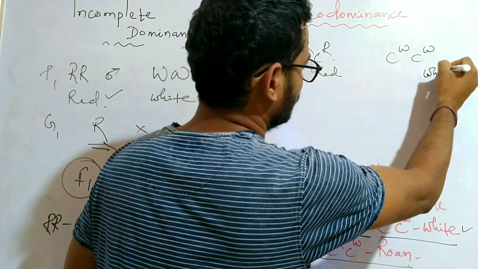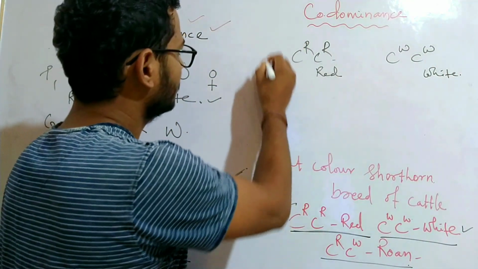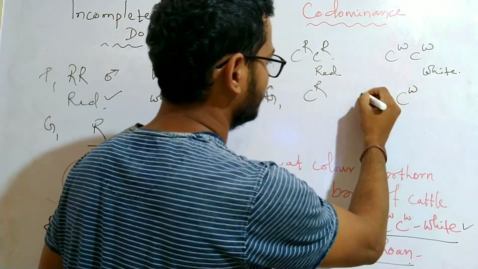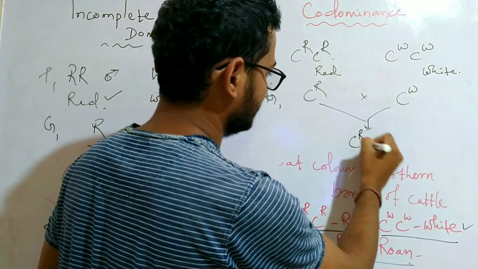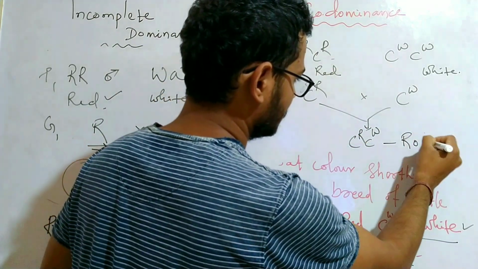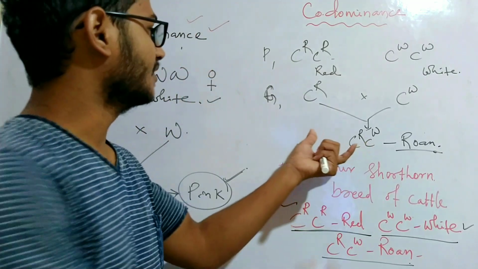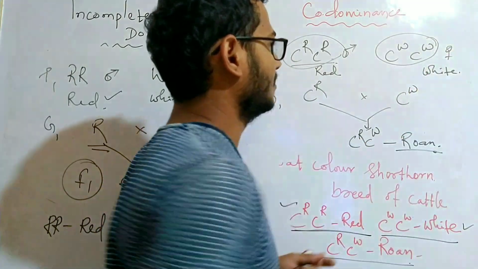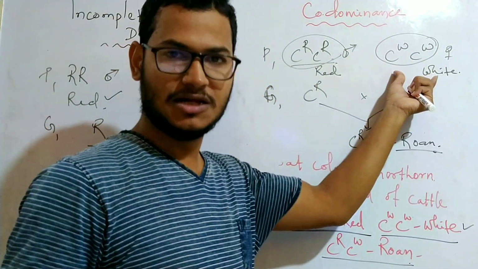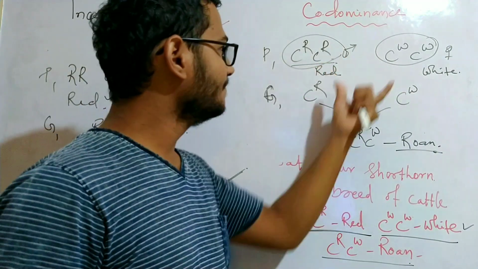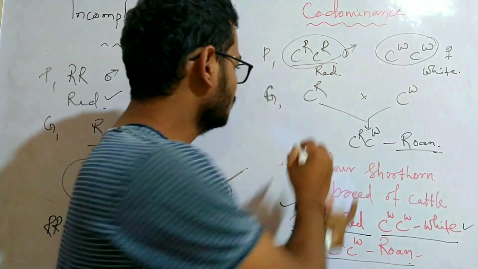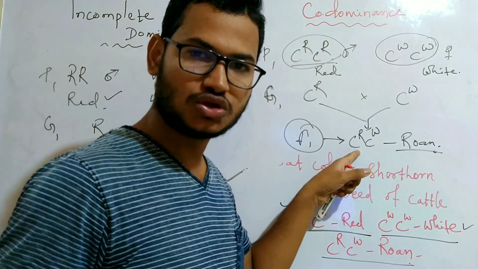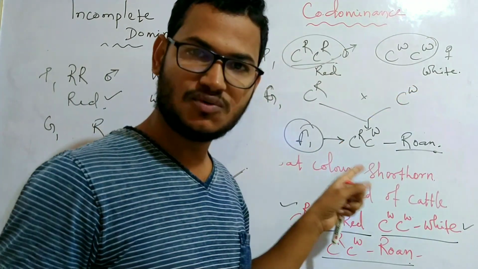CW represents white color. So when we get the gamete, this will be CR. Here we will have CW. By fusion of this, we will get CW, which is roan, meaning having the character of red hairs from the male parent and white hair from the female parent. So together the two characters come to the F1 generation, and the F1 generation, the heterozygote, has both types of body hairs, that is red as well as white.